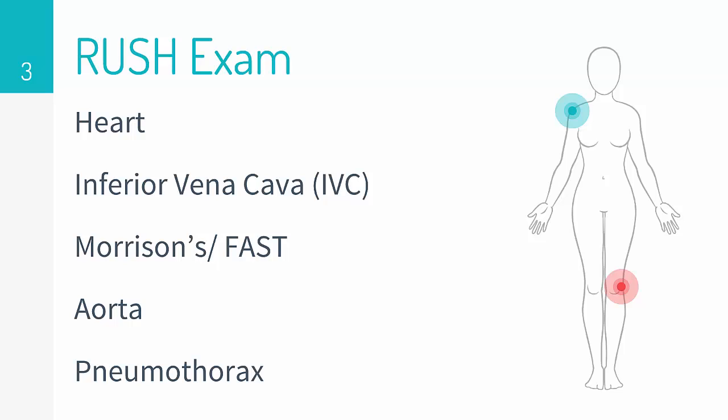The 5 areas covered are the heart, inferior vena cava, Morrison's pouch and FAST exam, the aorta, and lung for pneumothorax. You can remember this sequence by the mnemonic HIMAP.